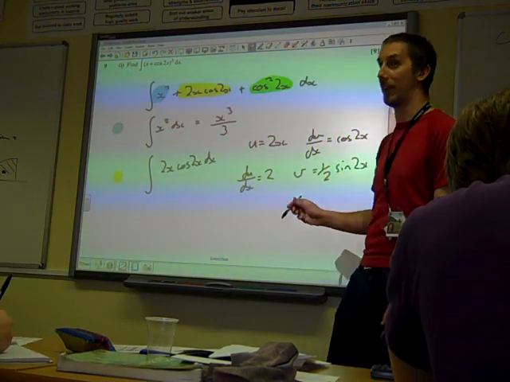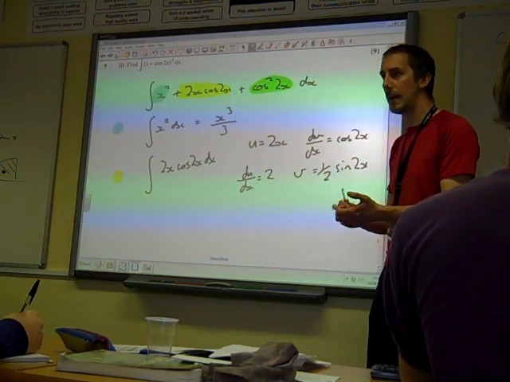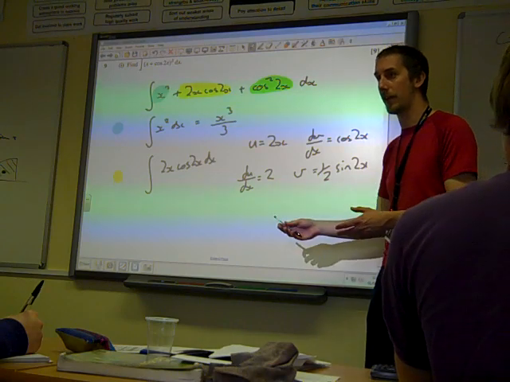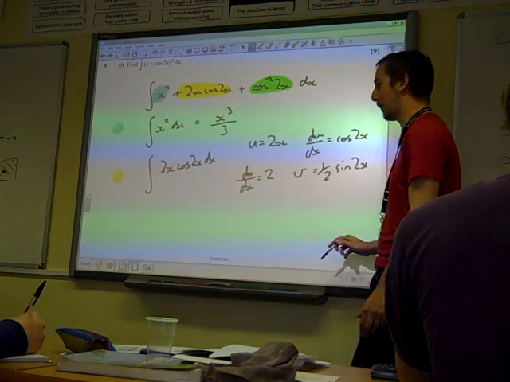Oh, hang on. Does it go negative? Sine integrates to minus cos, but cos integrates to sine, so this one doesn't go negative. We're right, we're okay so far.